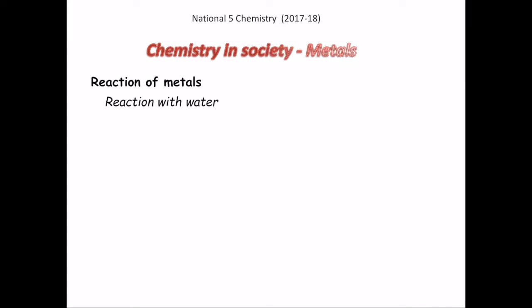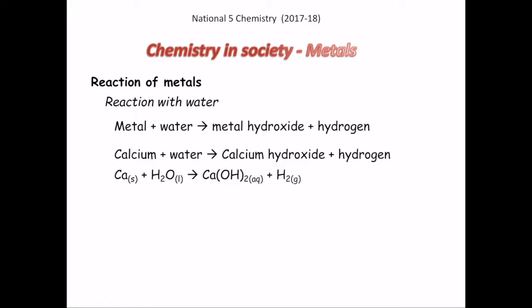Now, reaction of metals with water. We know that metals react with water, forming metal hydroxide and releasing hydrogen. So here I have taken an example of calcium reacting with water to give calcium hydroxide and hydrogen. Now the important thing to see here is the state symbols. So S represents that calcium was initially in solid state, water liquid state, and calcium hydroxide has been referred to as aqueous because it forms a solution in water, and hydrogen in the form of gas.